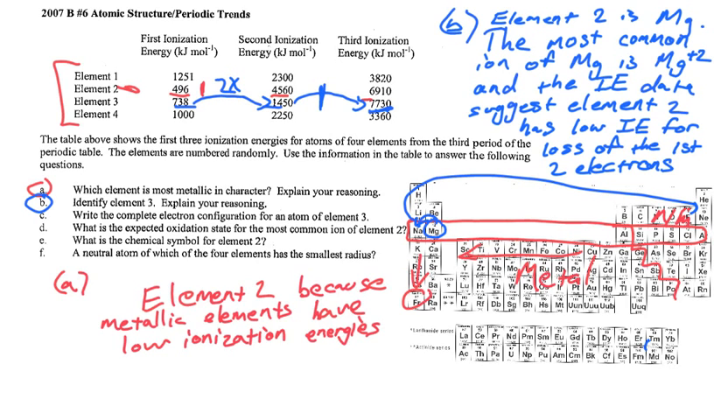Alright, so element 3 is magnesium. The most common ion of magnesium is Mg+2, and the ionization energy data suggests element 3 has a low ionization energy for loss of the first 2 electrons. I think that should be good.